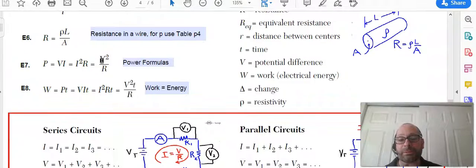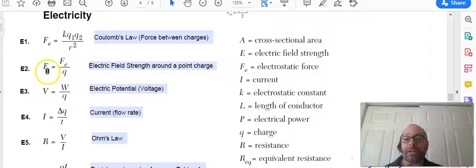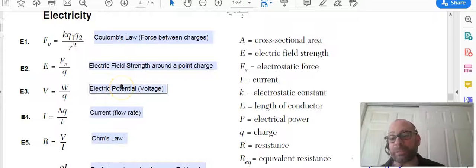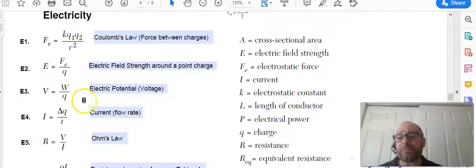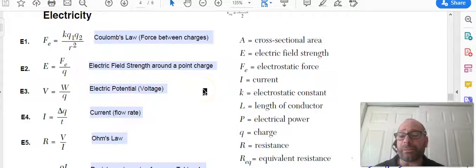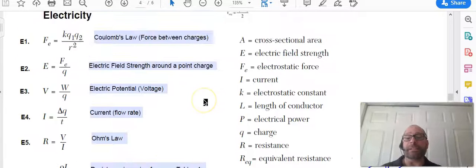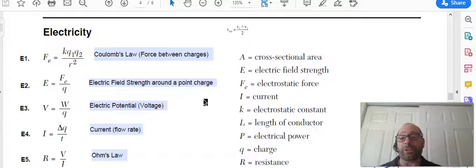Electricity starts with E1, Coulomb's law, and then you have electric field strength, and electric potential, which we'll be doing a separate video on. These three formulas are what are found in the electrostatics unit. After that, the other formulas below are for current flow and electrical circuits. So we're going to be focusing right now on this formula.